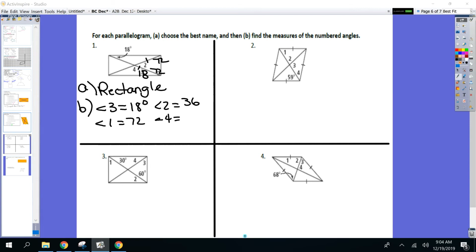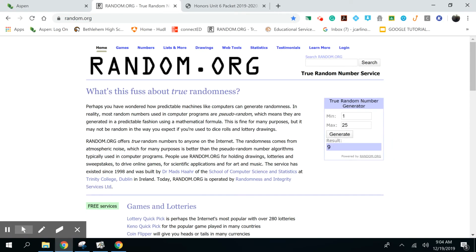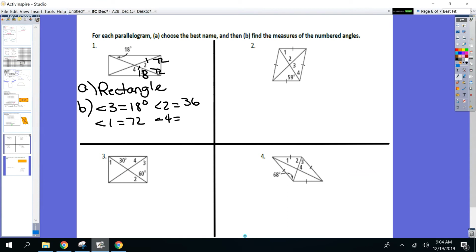All right, and now I need angle 4. What do we have? 144. How do we get it? 180 minus, 2 and 4 are supplementary. They're linear pairs. Minus it from 180, I get 144. Everybody good? Okay. Number 2 now. I'll do this one with you, then you're on your own.